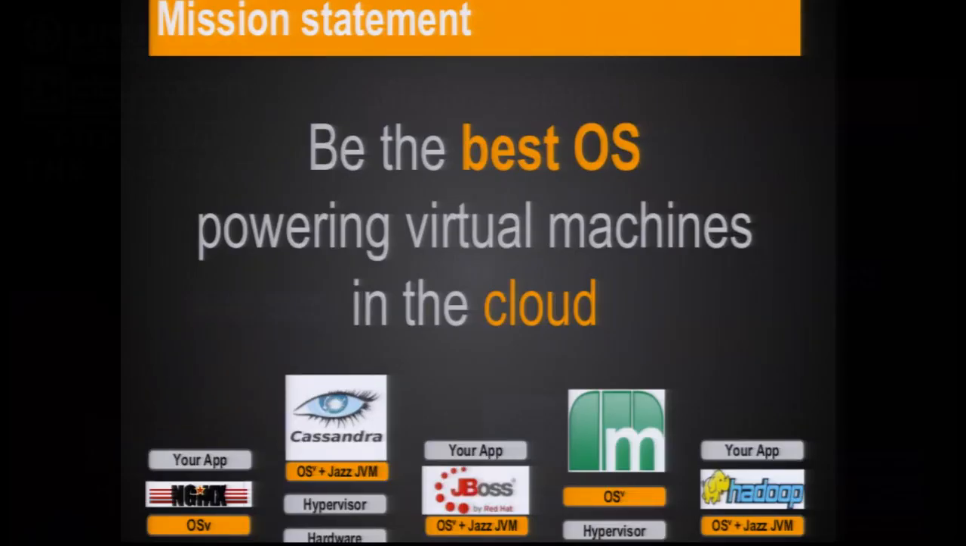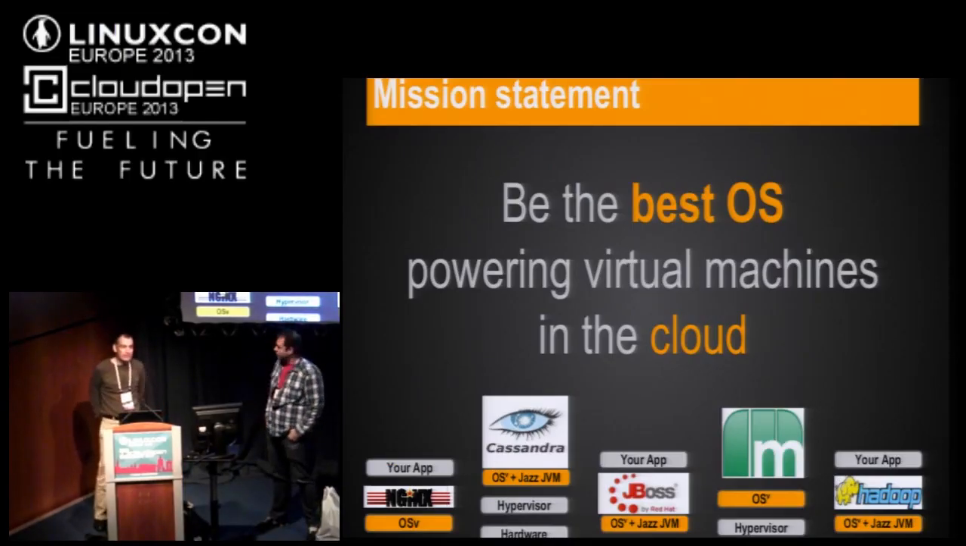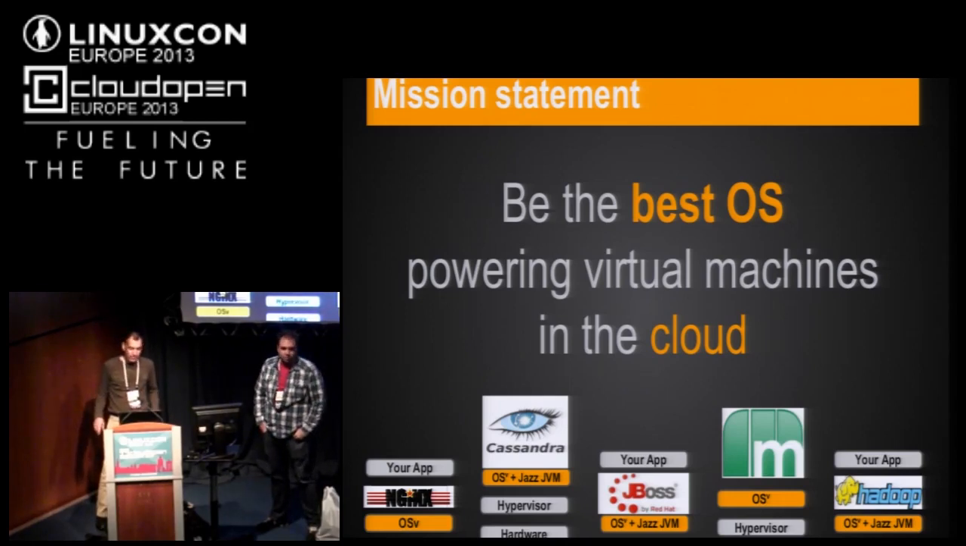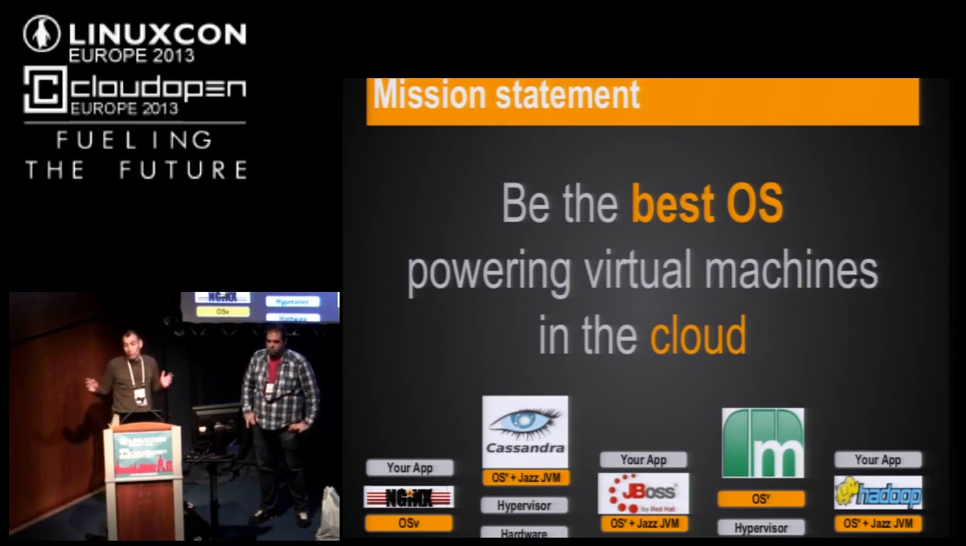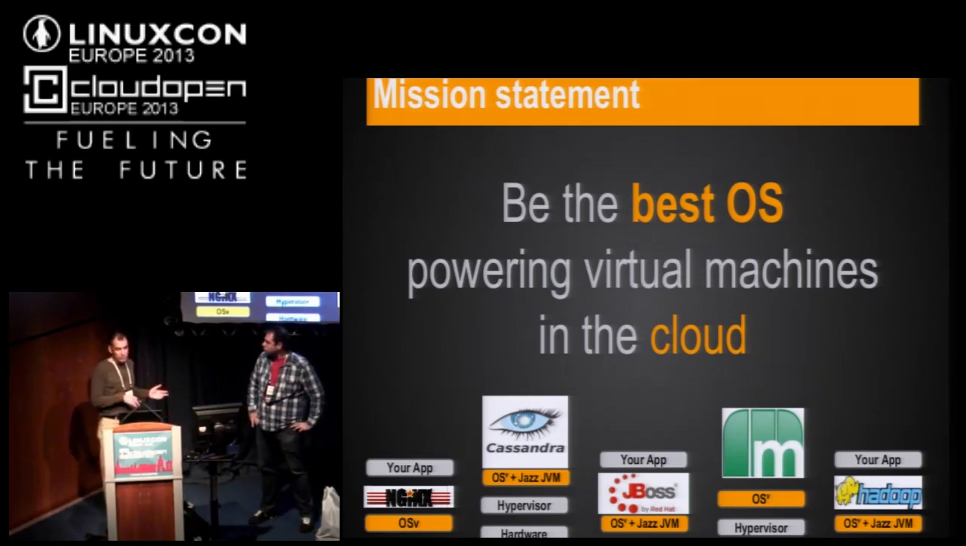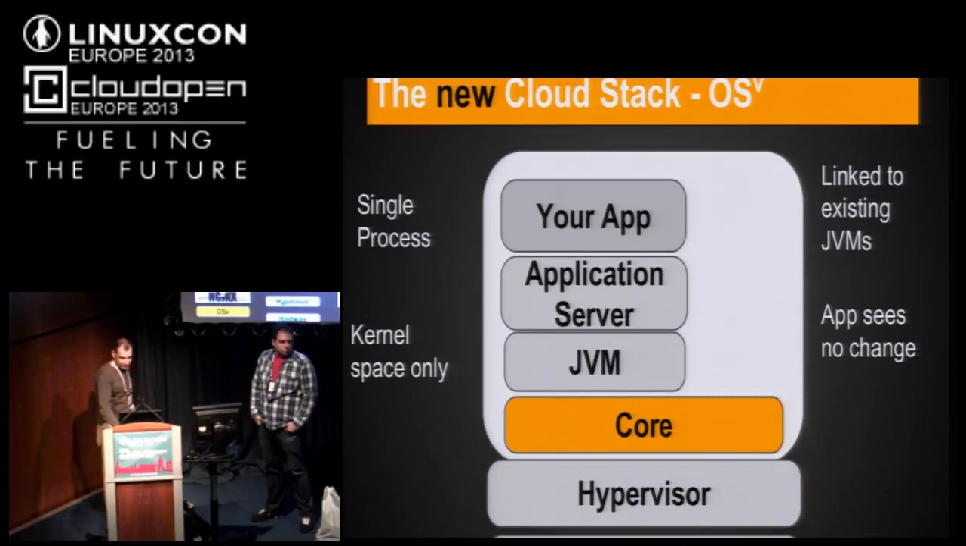Okay, so what are we trying to do? We are trying to build the very best operating system for running cloud workloads. And that means the easiest to manage, providing the best performance, being the best overall. We are often asked, is it a new distribution of Linux? Is it a modification of Linux? No, this is something that is written from scratch, something that we've written at Cloudius and are now open sourcing. It's completely new.